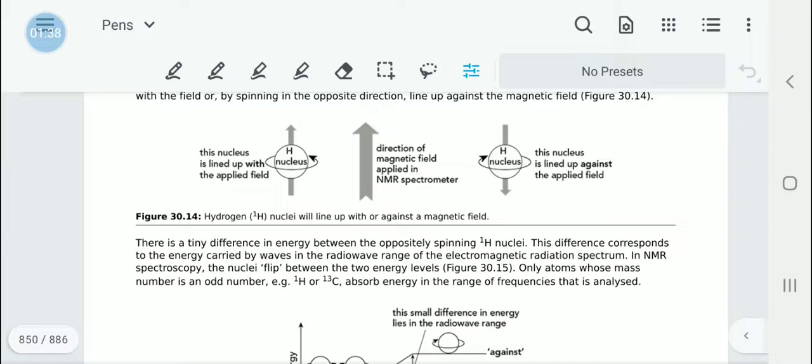So this process generates a tiny difference in energy between the oppositely spinning H plus nuclei, that is the protons. This energy is going to correspond to the energy carried by waves in the radio wave region of the electromagnetic radiation spectrum. So if we can identify that, we will be able to figure out how many hydrogen atoms are present in a place.